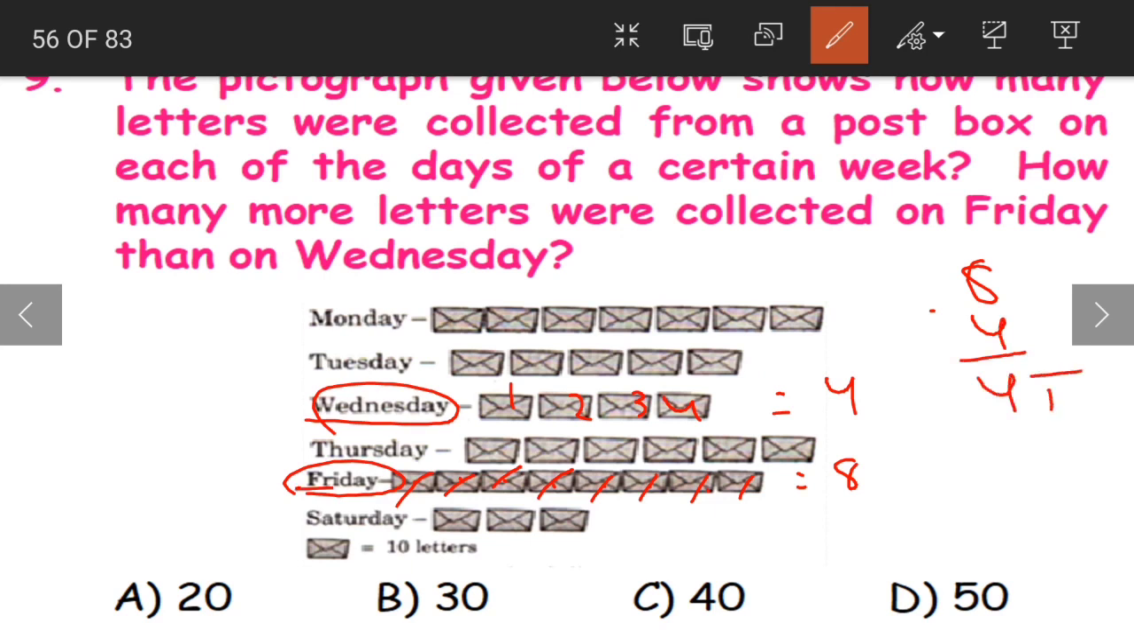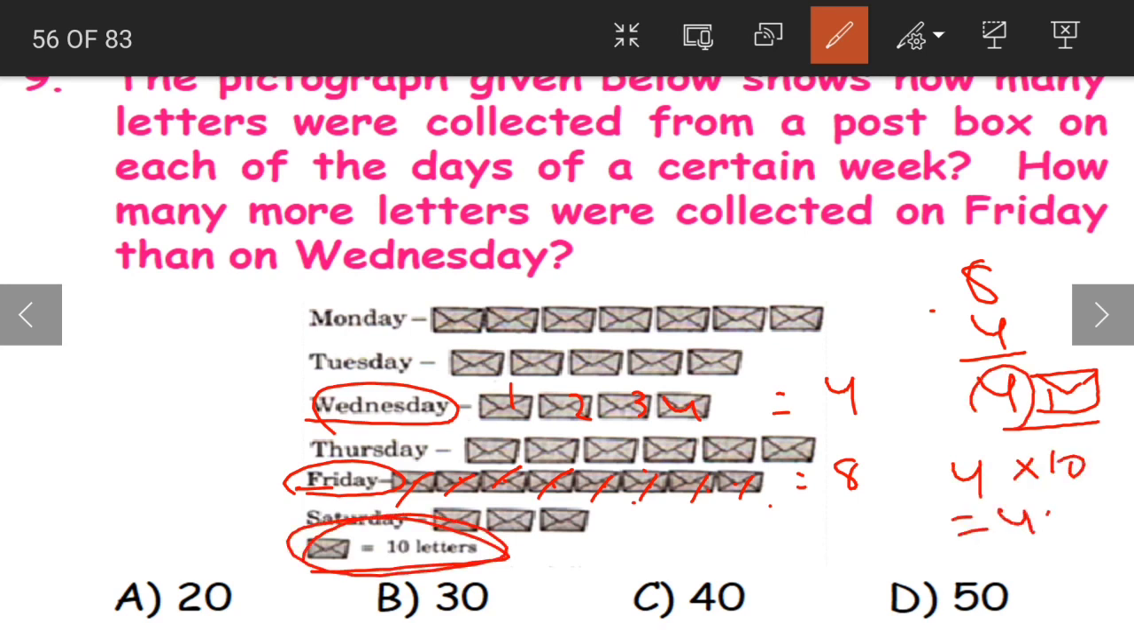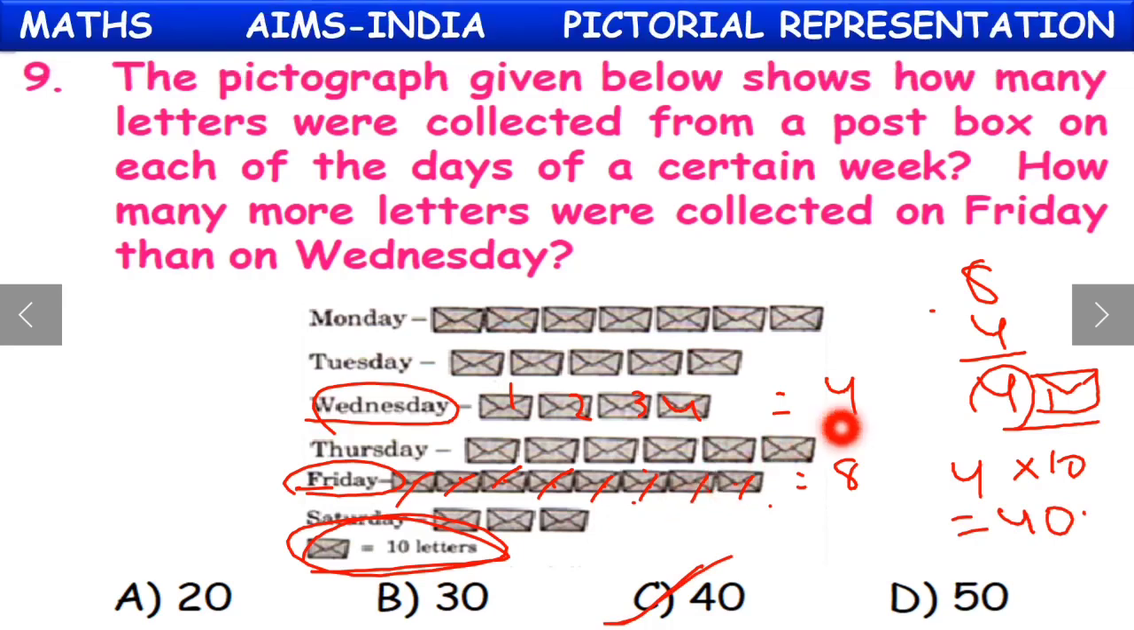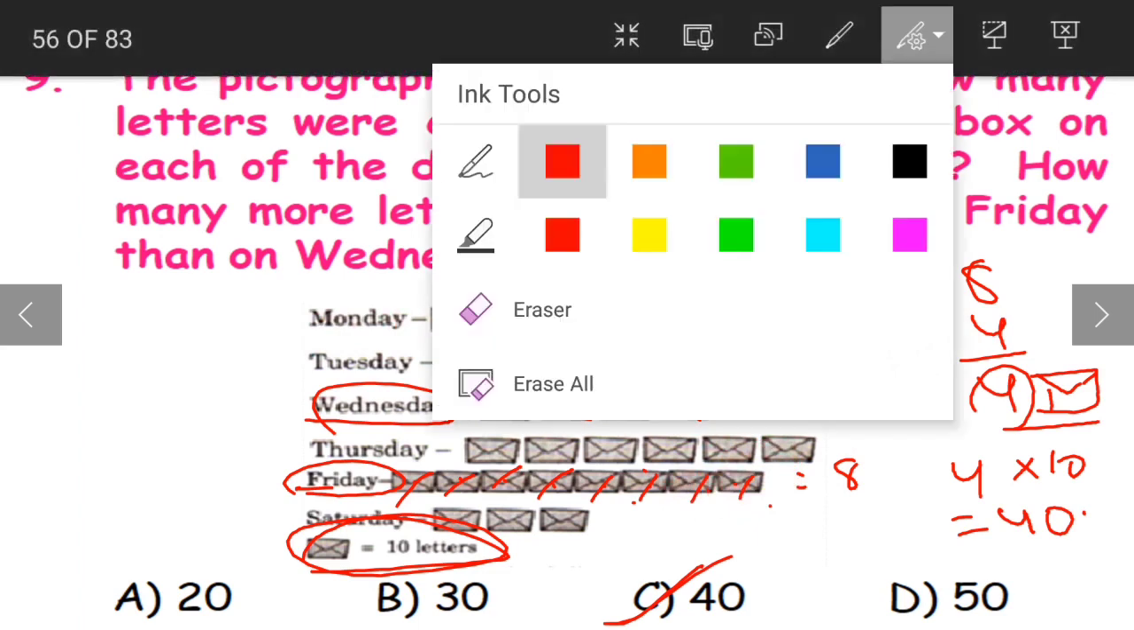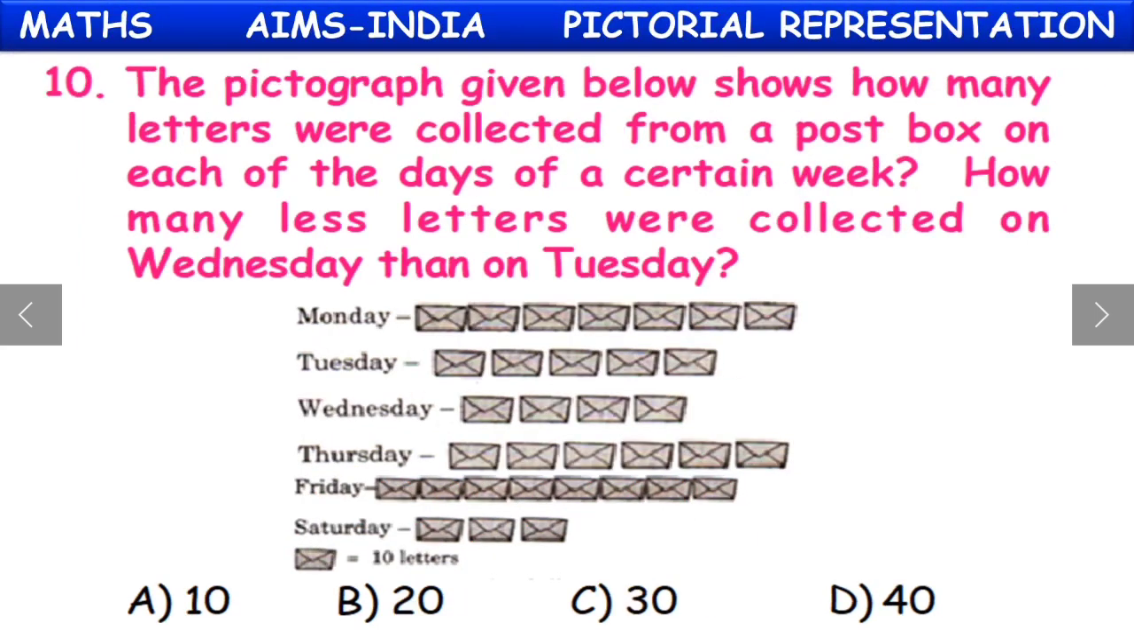No, it's just 4 pictures. It is 4 more pictures here. We are having 4 more pictures. Now each picture is equal to 10 letters. Yes, so we have to multiply this difference by 10. 4 into 10 is equal to 40. So a total of 40 more letters were collected on Friday than on Wednesday. Option C becomes our correct answer. Yes, I hope this is clear.